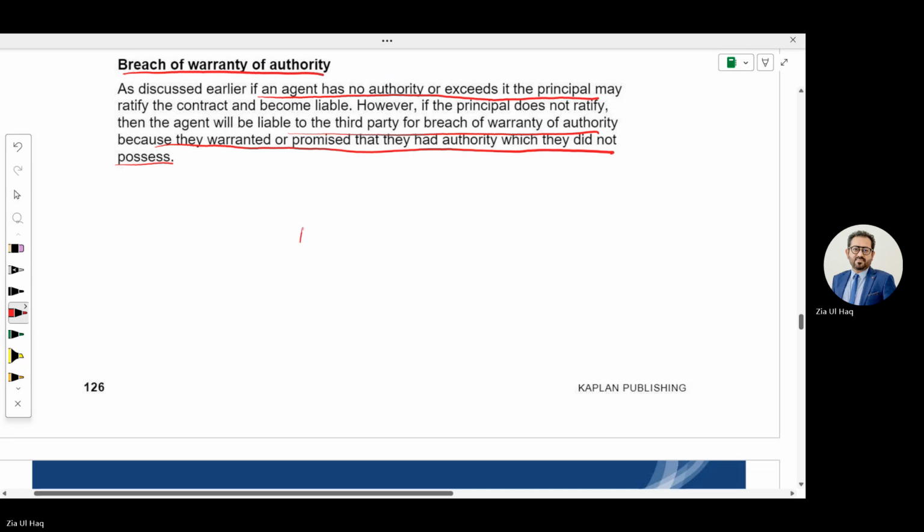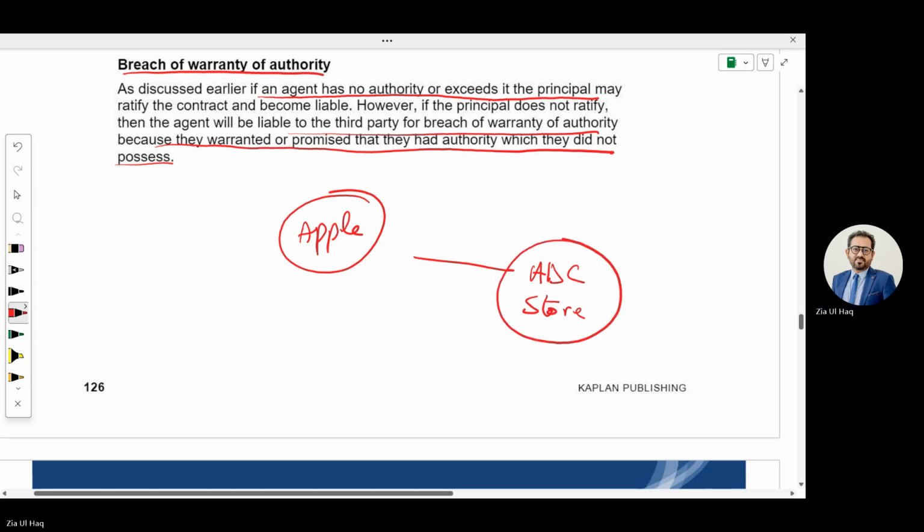Like, there's a company called Apple. There is a business called ABC Store. ABC Store is selling iPhones to the general public and saying we are the authorized dealer of Apple, while in fact they are not an authorized dealer. They sold some mobile to Mr. Z on warranty. Mr. Z is aware that I am buying these products from an authorized dealer, meaning Apple company, directly or indirectly.